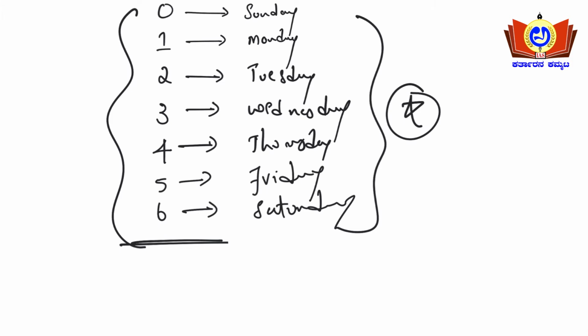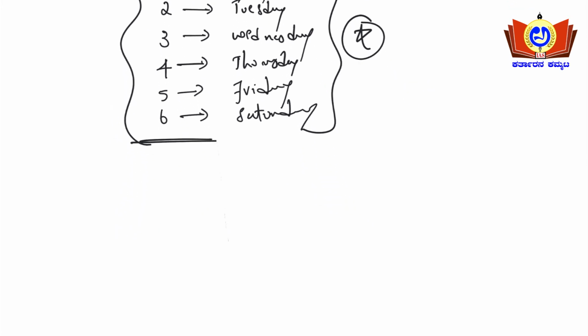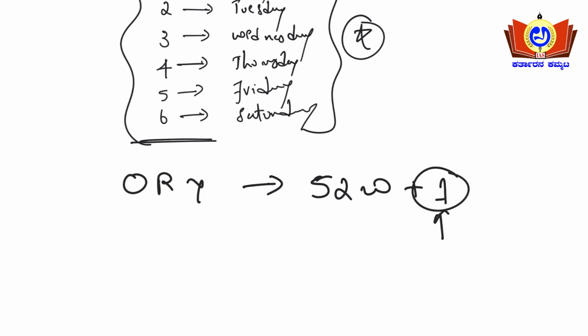See here, in a particular year, how many odd days will be there in an ordinary year? 52 weeks plus 1 odd day is there. 1 means it will fall on Monday. That's just a concept. 1 odd day is there. So if a date is given and finally you arrive at an answer of 1 odd day, then it is called Monday here. That concept you need to understand.